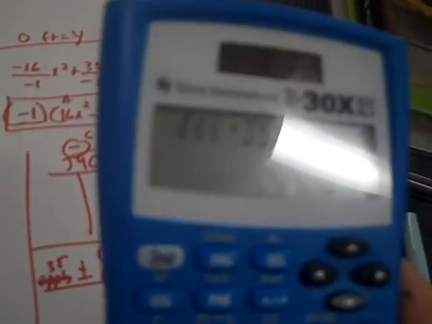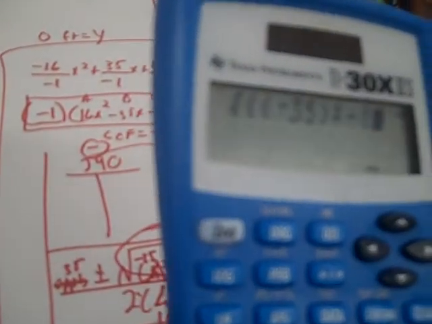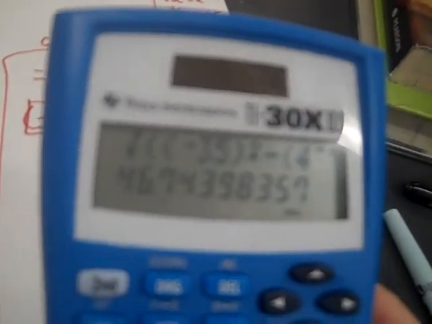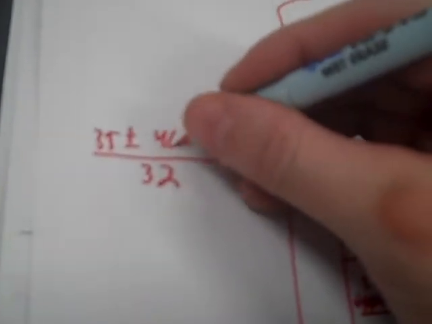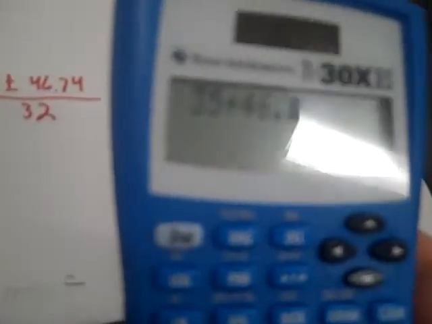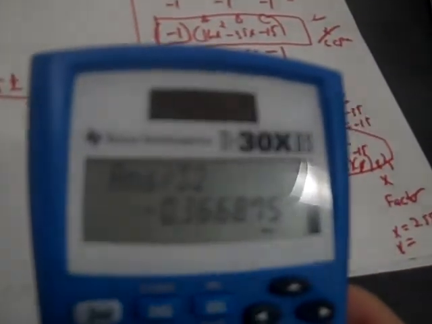And then we figure out what that square root is. So second, and then the fourth key up. Remember to parenthesize it twice. Then subtract a 4, 16, and a negative 15. Got 46.74. And the only thing that's left for me to do to get my two solutions is to add, hit equals, and divide. That gives me 2.55. And then subtract, hit equals, and divide.